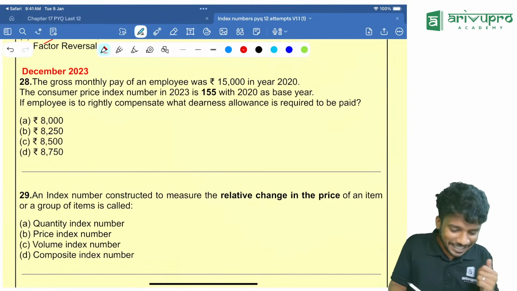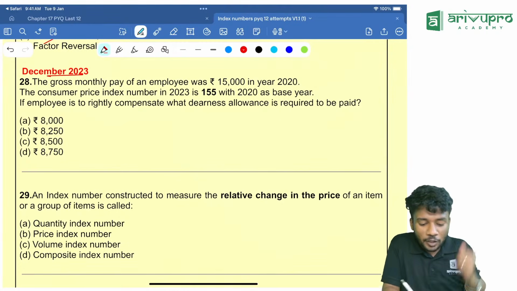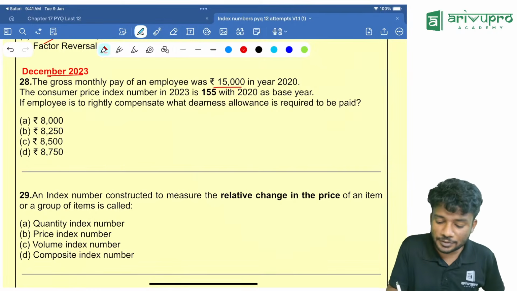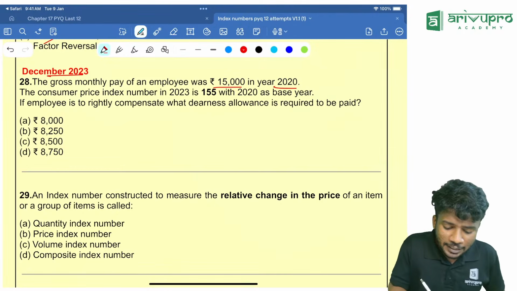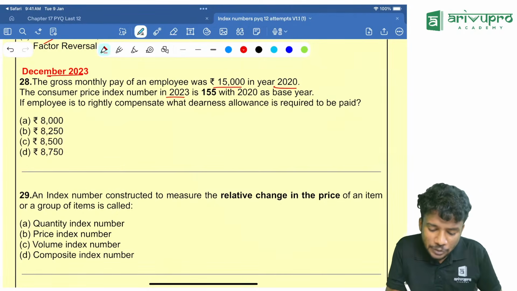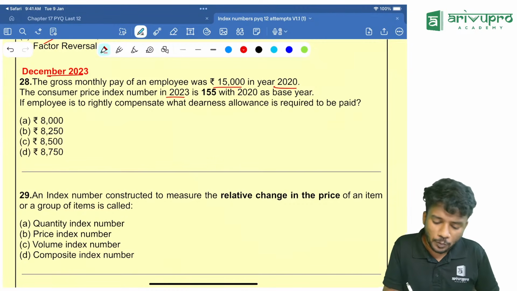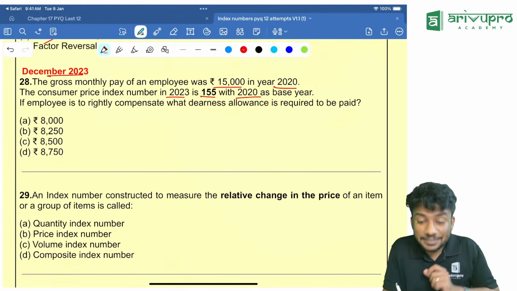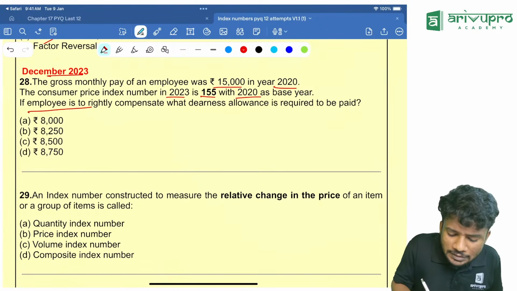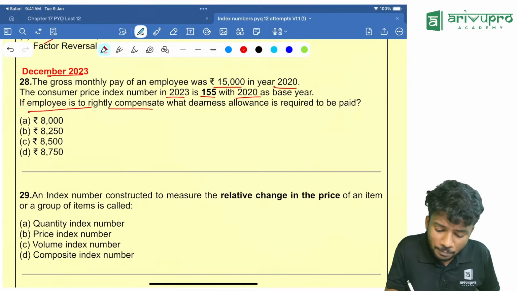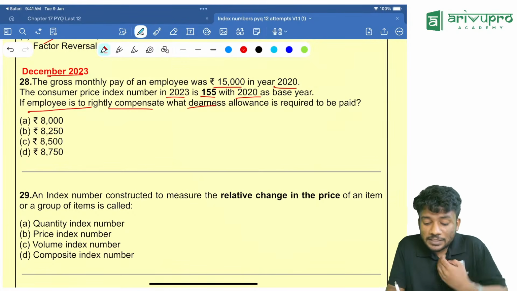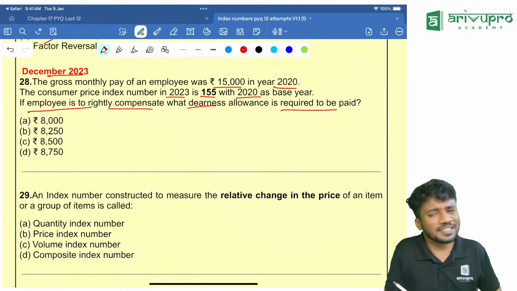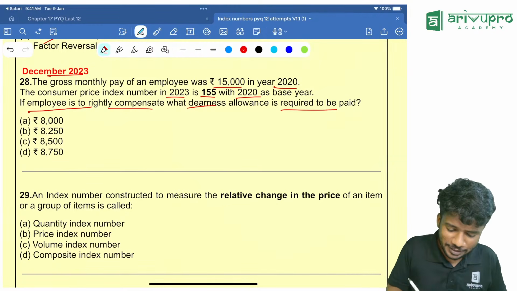Okay, people? Then, December 2023: the gross monthly pay of an employee was 15,000 in the year 2020. The consumer price index in 2023 is 155 with 2020 as the base year. If the employee is to be rightly compensated, what dearness allowance is required to be paid? What extra should be paid is the question. People, there is a shortcut. I have told you the shortcut already.